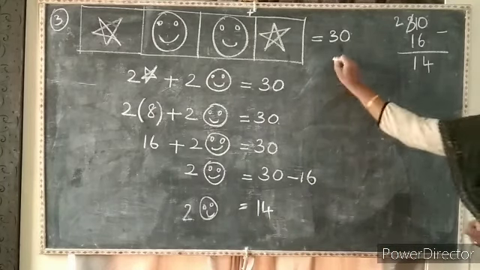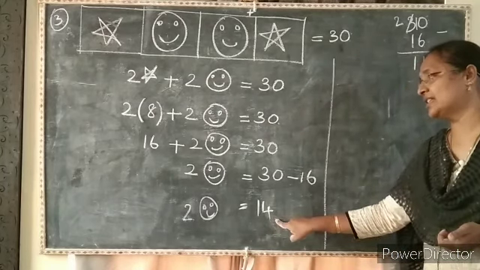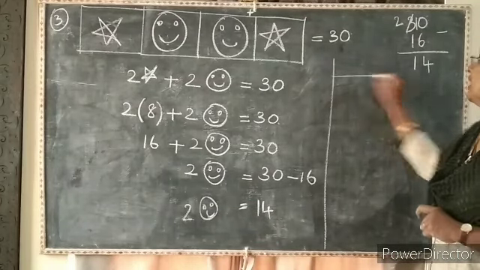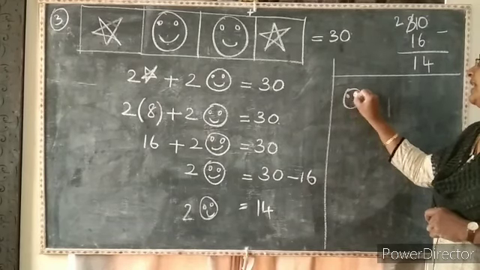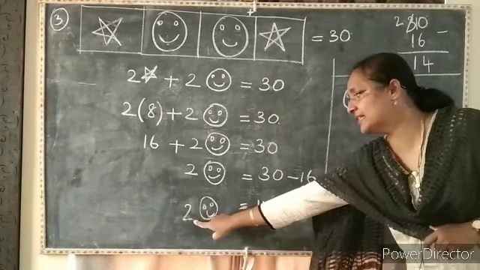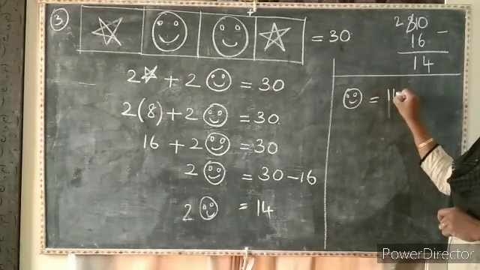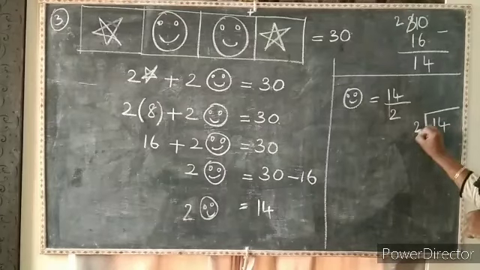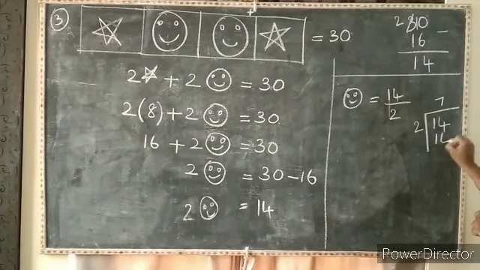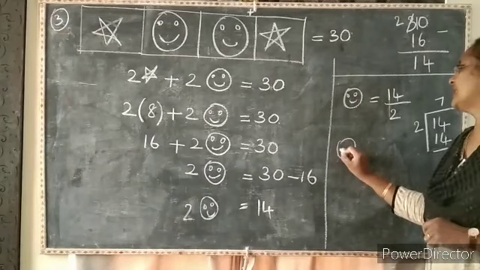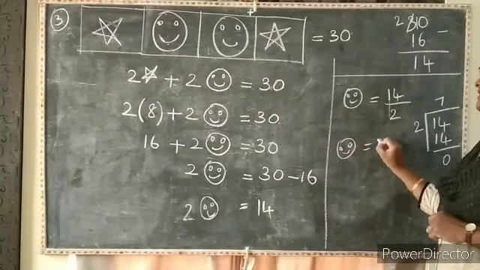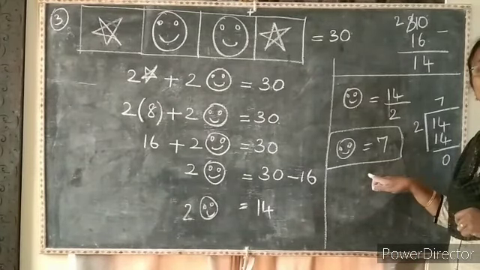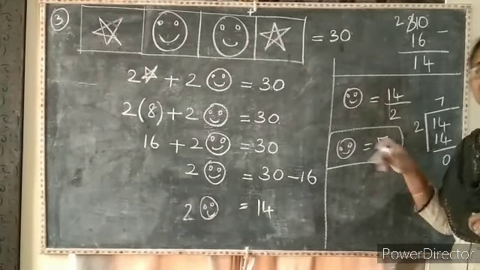14. Yes or no? Now this 14 is the answer for 2 smileys, but I need the value for 1 smiley. So now I am going to write it as 1 smiley is equal to, I am going to bring this 2 to that side. So now 14 divided by 2. Yes or no? Now I am going to divide 14 by 2. Now 2 sevens are how much? 14. So now what is the answer for the smiley? Yes, 7. Yes or no? Okay. So I have found the value of 1 smiley and 1 star.